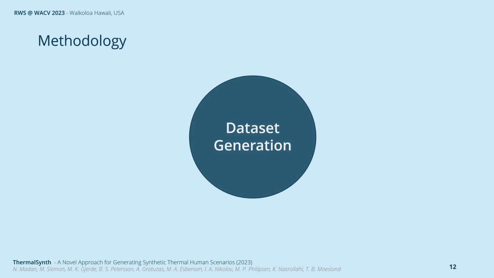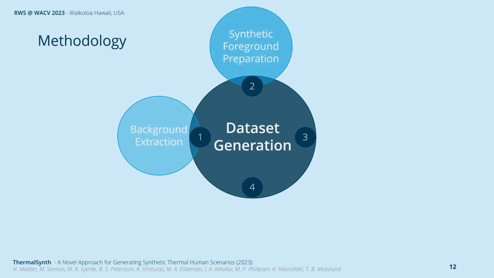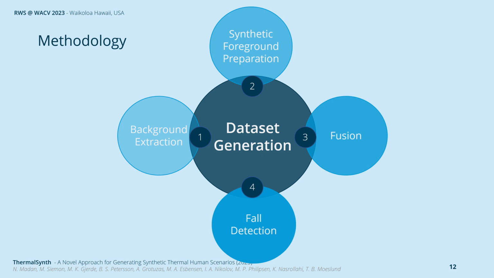So what our team decided to do was to design a new dataset generation process, which can be split into 4 main steps. Firstly, there's the background extraction. Secondly, there's a synthetic foreground preparation going on. Then we fuse our real backgrounds together with our synthetic foregrounds. And then last but not least, there's the task of fall detection, which we would like to accomplish with the resulting dataset.